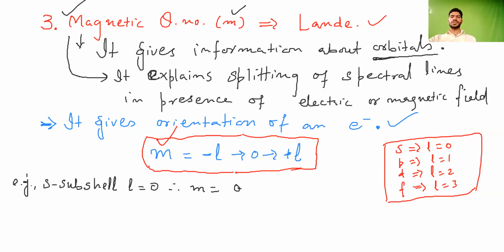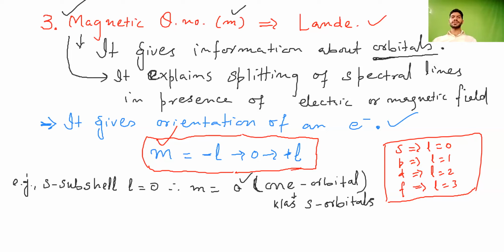But what does 0 actually mean here? 0 means one value. So that means there is one orbital. So in the S subshell, there is one orbital, and that orbital is known as the S orbital. So the name of the subshells and the name of the orbitals is the same. So one orbital, you will just write that this orbital is known as the S orbital. So the name of orbitals is the same as the name of subshells.